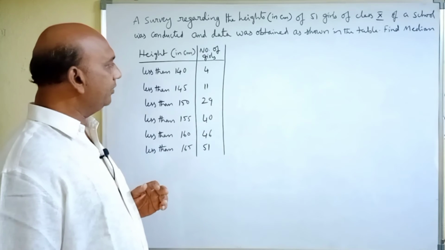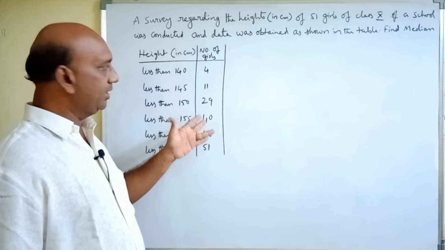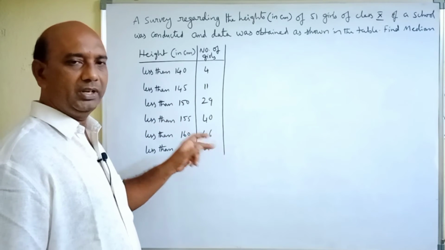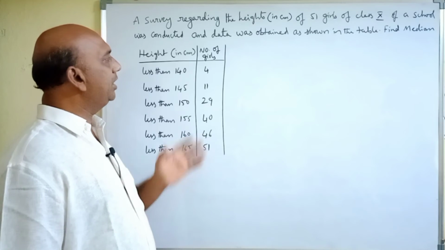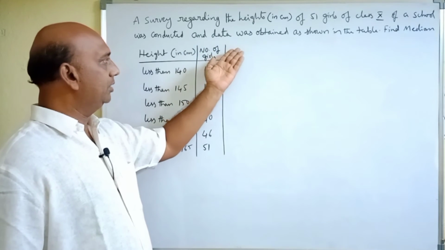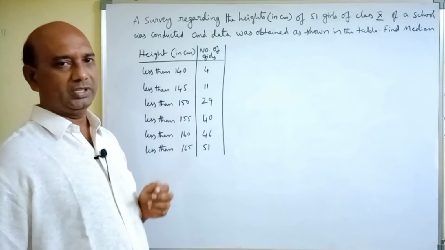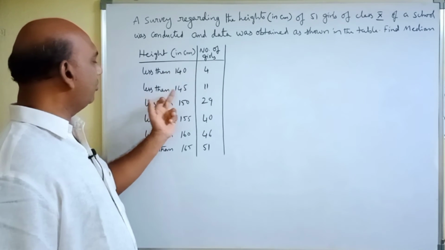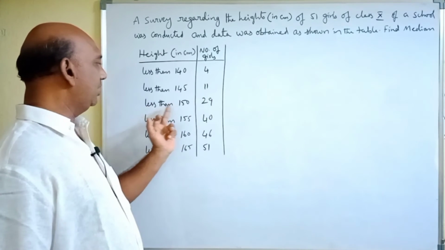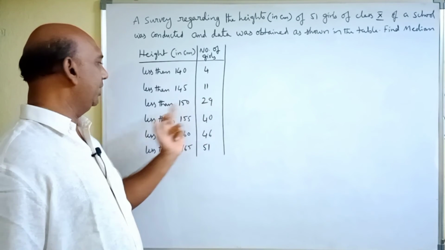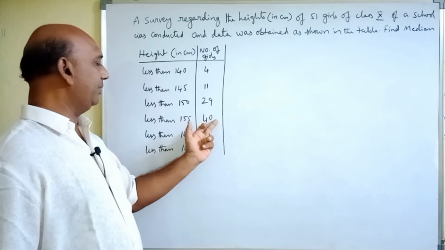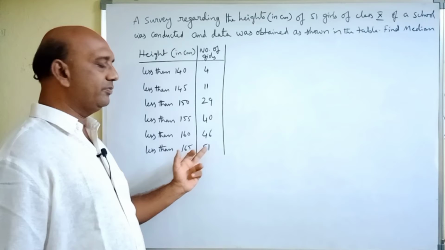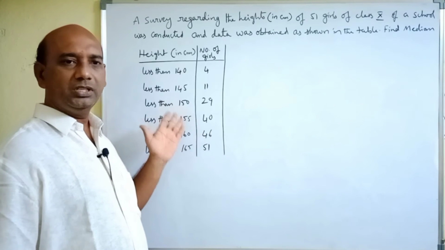That means what we have to understand from this data is that these are the cumulative frequencies. But to find the median of this given data, we want frequencies and class intervals. Here class intervals are not given. Less than 140 centimeters is 4, less than 145 centimeters is 11, less than 150 centimeters is 29, less than 155 is 40, less than 160 centimeters is 46 and less than 165 centimeters is 51. So this is the data given.